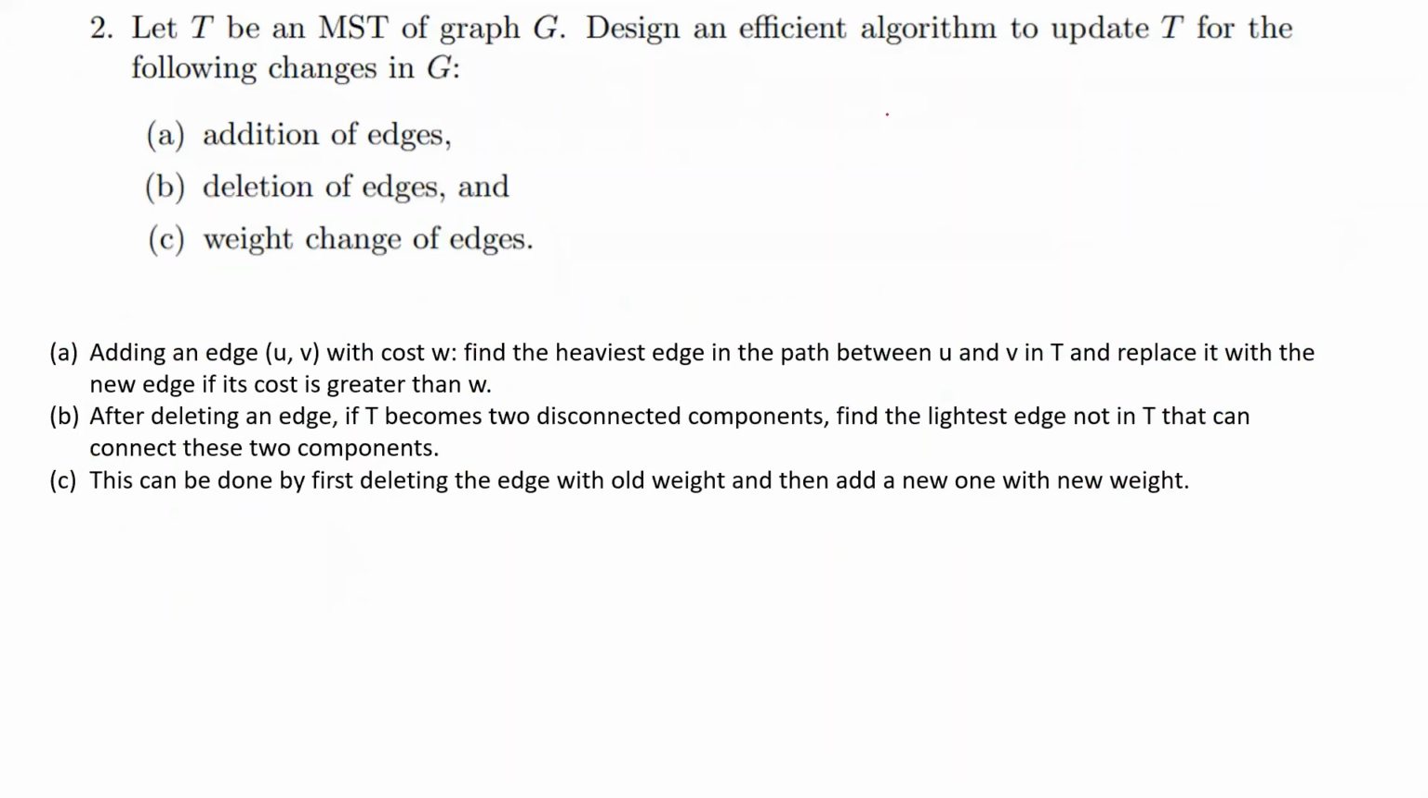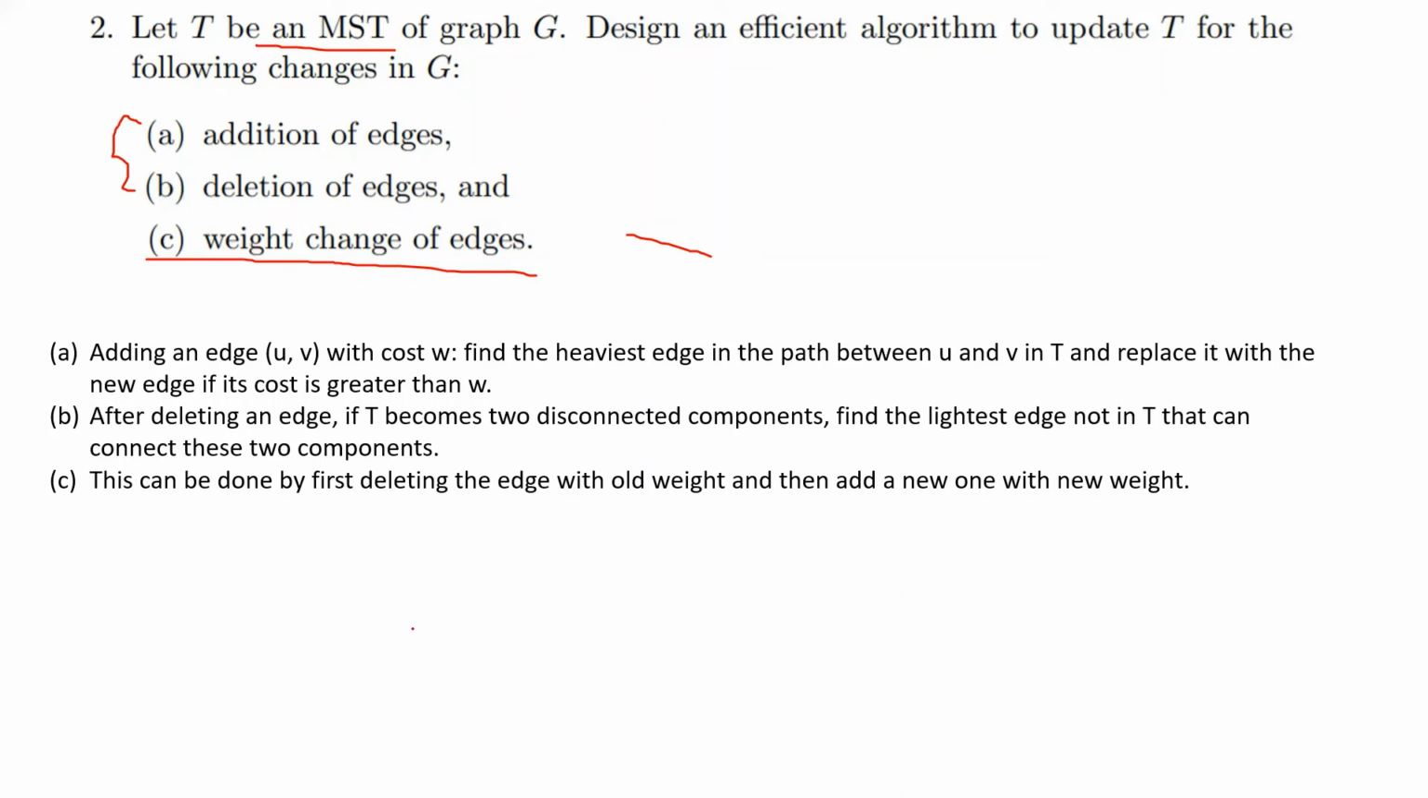Okay, and here's the last question. You have to support addition and deletion of edges and maintain the MST. So first of all, the third operation, weight change of edges. You can use A and B to do it. You can first delete the edge, and then you add a new edge with a new weight. So then you can use A and B to finish C. And what you need to do is to work out how to do A and B.